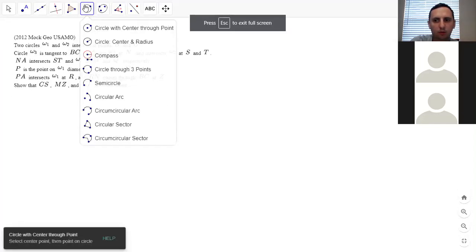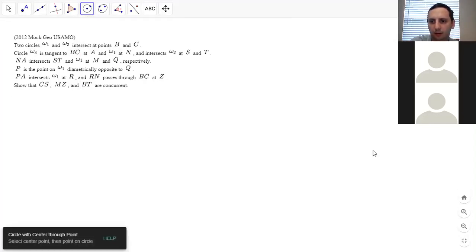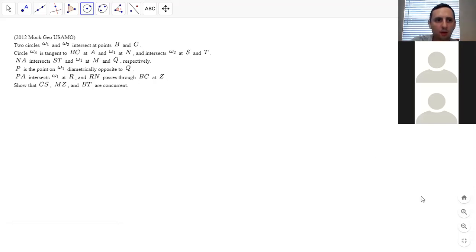So we have two circles. Let me see who's on right now. Looks like Sardar had to go.